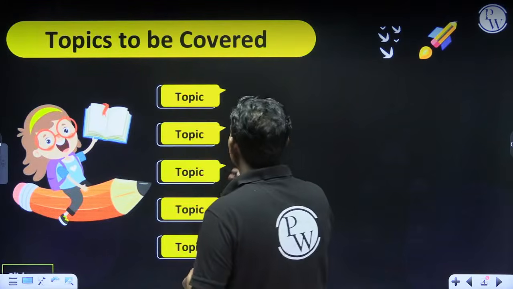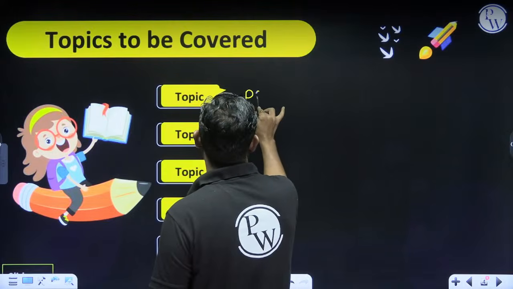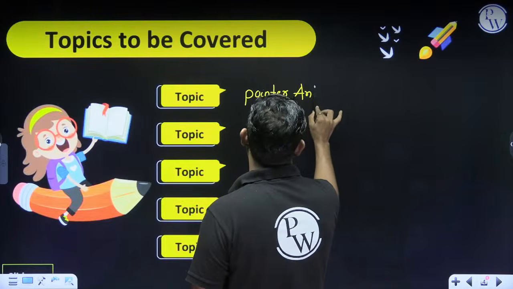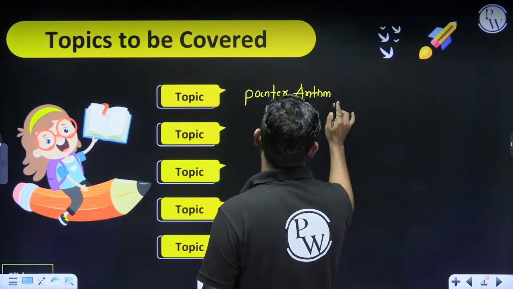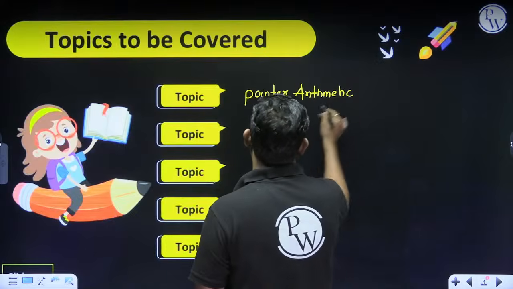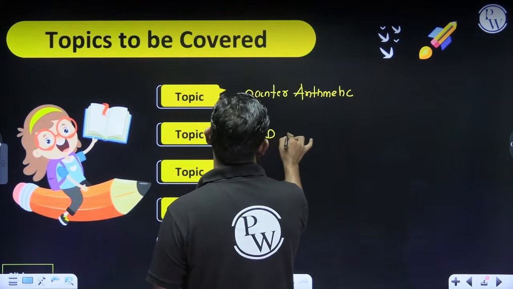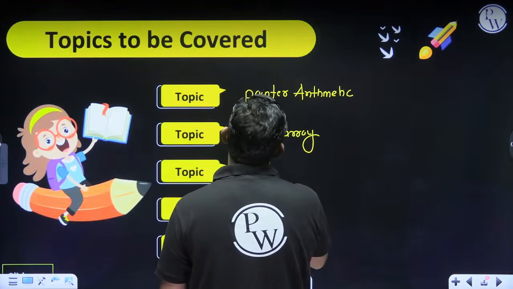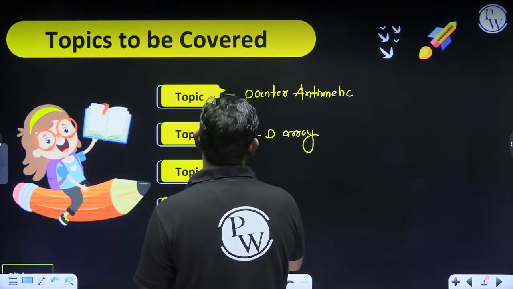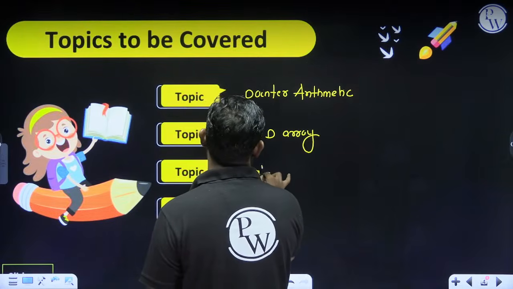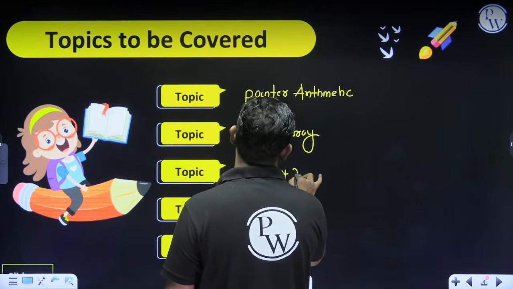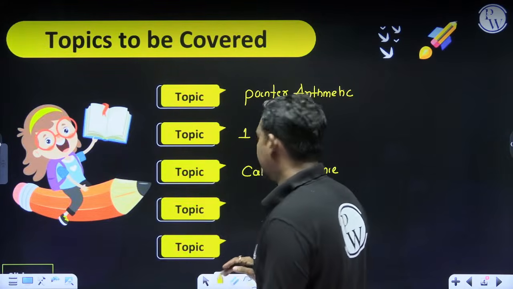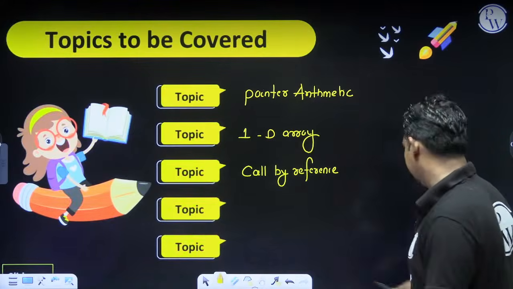Today we are going to talk about a bit of pointer arithmetic. First, I will start with pointer arithmetic, the mathematics behind pointers, and then I will explain 1D arrays. If possible, I will also touch on call by reference. Let's see whether I can touch it or not, but the primary agenda is pointer arithmetic and call by reference.